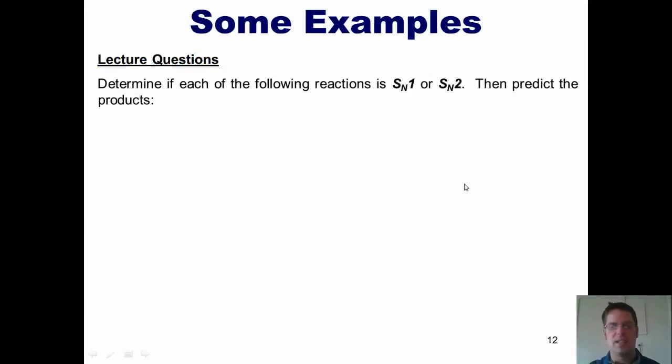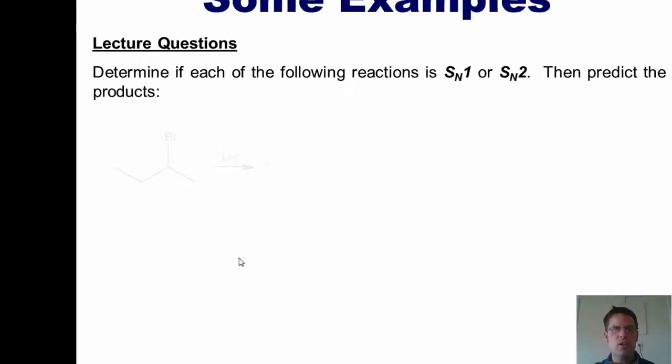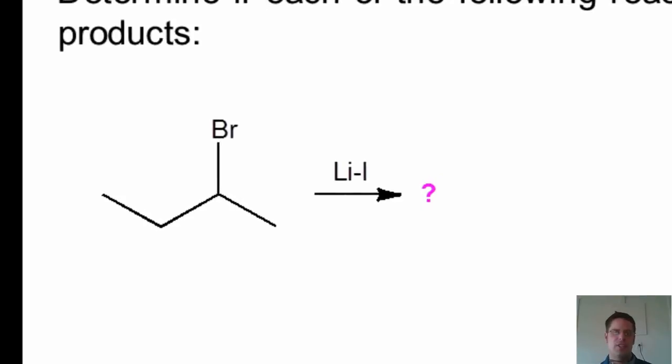So let's see if we can look at some examples. Determine for each of the following whether it goes SN1 or SN2 and then predict the product. Here's our first example. How in the world do we answer it? Well, we go through the questions that I delineated earlier. My leaving group's obviously going to be my bromine. It's attached to a carbon.